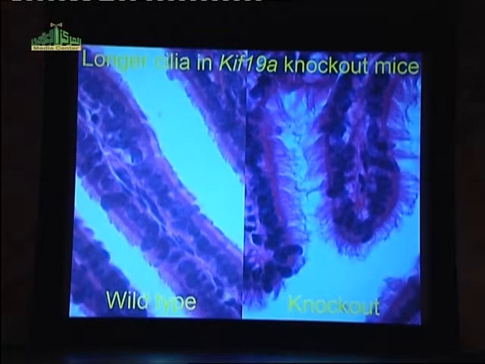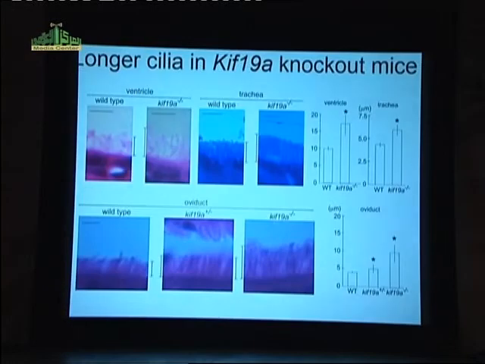So this is the oviduct, wild type and knockout mice. This is the cilia, and you can see that by knocking out KIF19A, the cilia length increases twice or three times. Long cilia. Interesting. And that is true in another ciliated epithelium such as trachea, wild type and mutant, and also oviduct, wild type and mutant. This is also dose dependent.